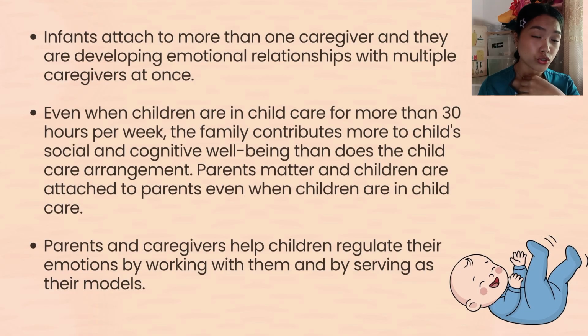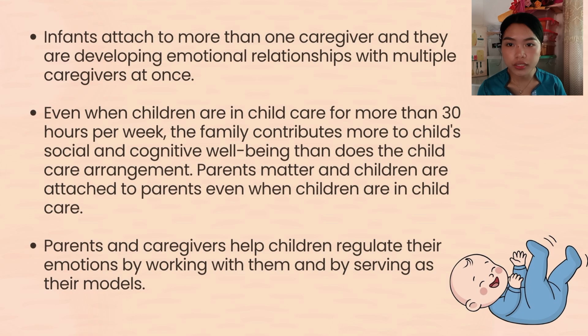So yeah, let's continue. So again, infants attach to more than one caregiver, and they are developing emotional relationships with multiple caregivers at once. Even when children are in childcare for more than 30 hours per week, the family contributes more to the child's social and cognitive well-being than does the child care arrangement. Parents matter, and children are attached to parents even when children are in childcare. And then parents and caregivers help children regulate their emotions by working with them and by serving as their models.